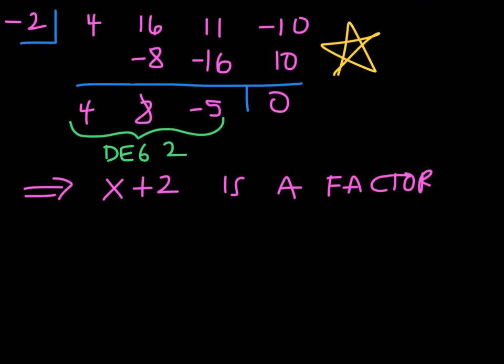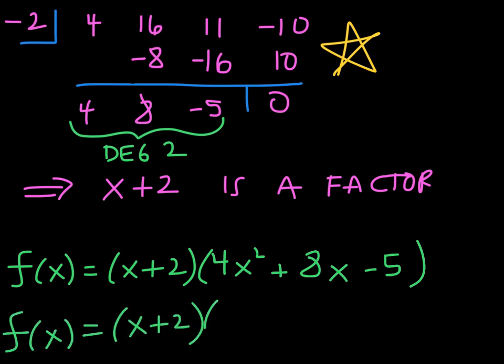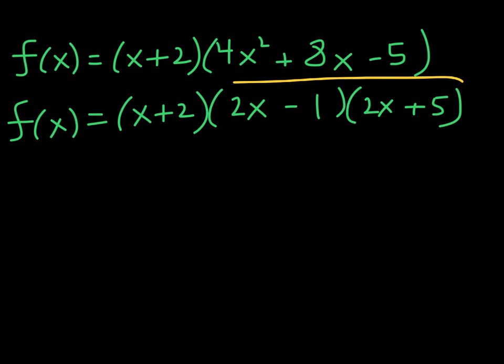All right, very good, you guys. So what we can say is that our function can be rewritten as, now x plus 2 is a factor, and then your quadratic right here is 4x squared plus 8x minus 5. Now we should continue to factor this if we can. So then this can be factored, I think it can, as, let's see, 2x plus 5 times 2x minus 1. That gives me 10, and then minus 1. Okay, that'll definitely work. So this is the complete factorization for my function, fully factored.